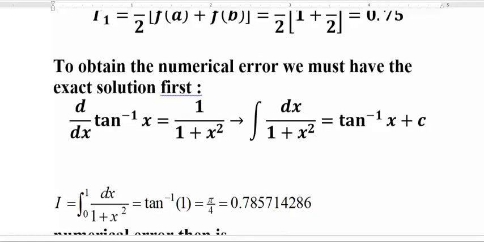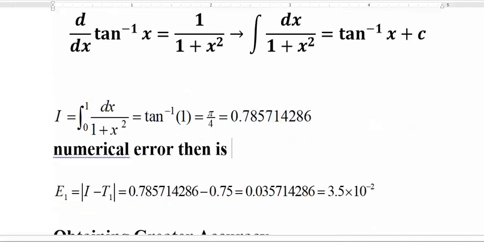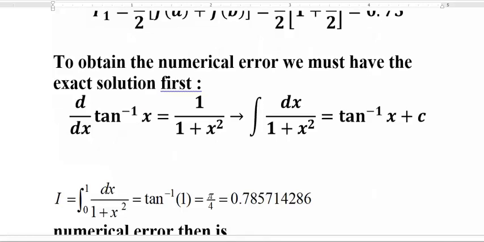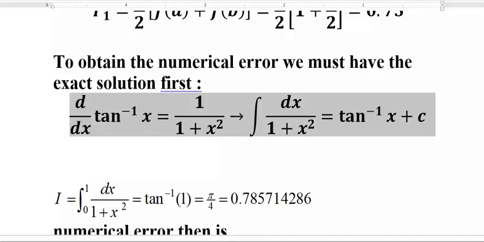You don't understand the error. The rule is subtraction. No, 10 to the power negative 1. Why? This is the exact solution.